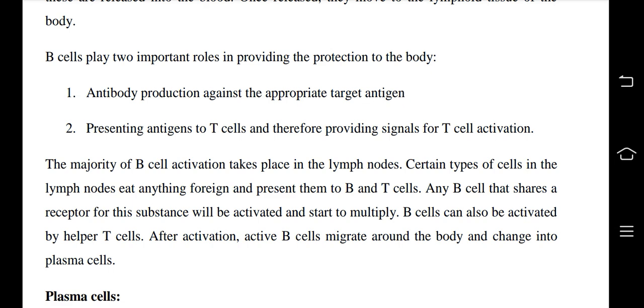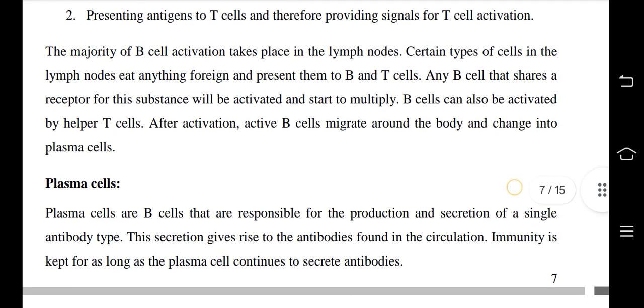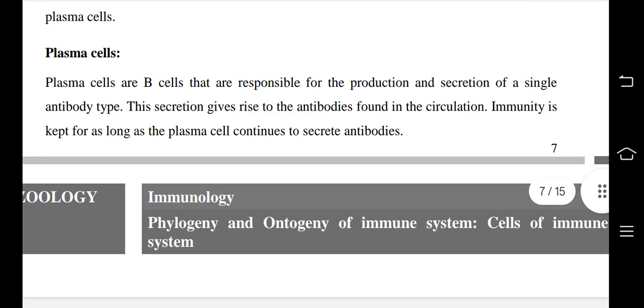Certain types of cells in the lymph nodes eat anything foreign and present it to B and T cells. Any B cell that has a receptor for that substance will be activated and start to multiply. B cells can also be activated by helper T cells. After activation, active B cells migrate around the body and change into plasma cells. So next we will be learning about plasma cells.